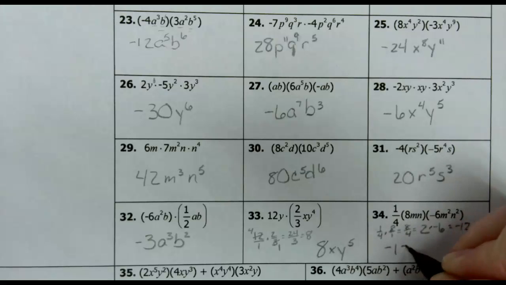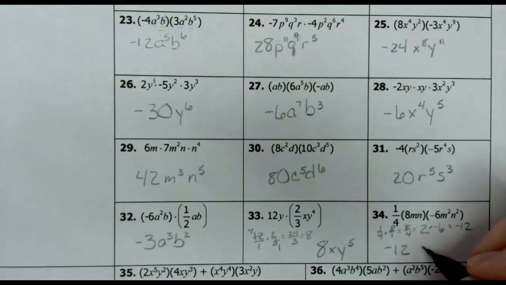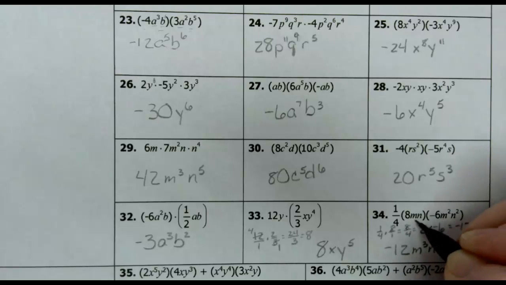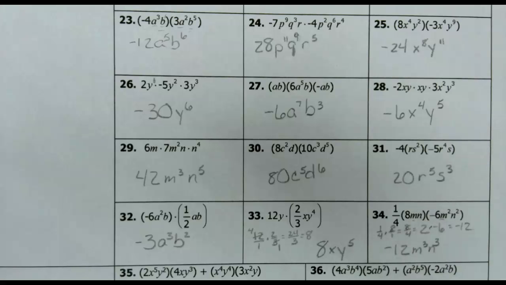So I'm going to go ahead and get that coefficient set up, and then I'm going to go back and look at my exponents. I had common base of m, then m to the 3rd, and then I have n's. So that's 1 n and 2 n, so that's 3 n's. So be careful with your fractions.